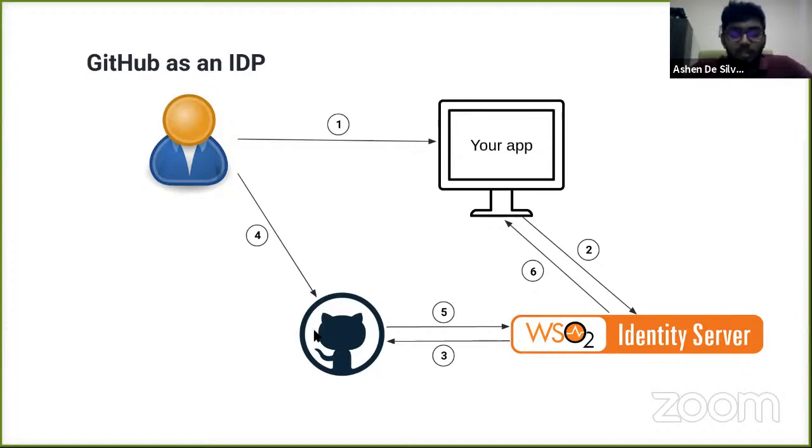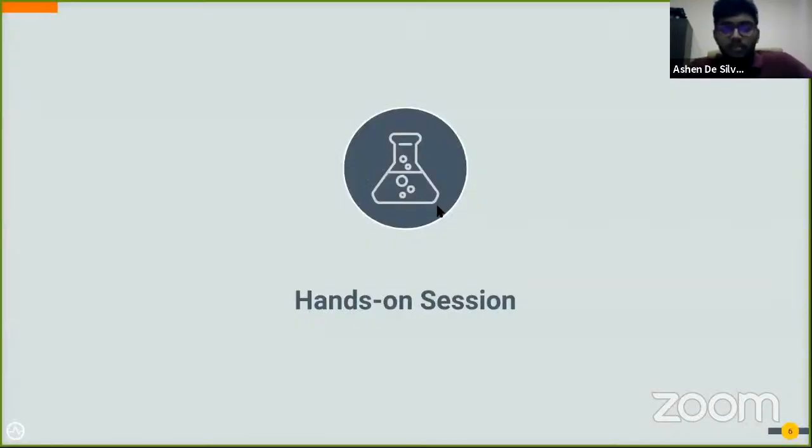Once GitHub has authenticated you, it would send a successful response back to the identity server, and the identity server would in turn send a successful response back to your application, and the login flow thus completes. So let's dive right into the hands-on session and see how all of this works.